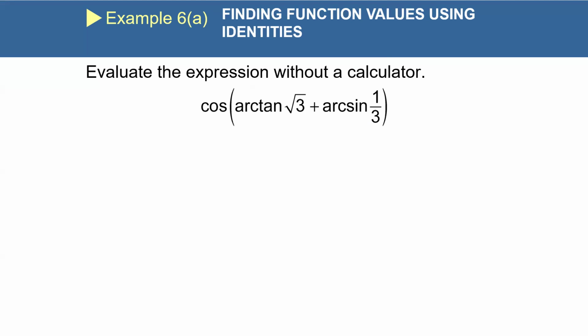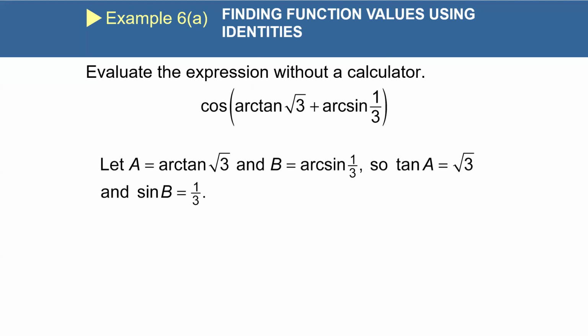What are the two quadrants we're working with here for tan and sine? 1 and 4. So they're positive, so we're in quadrant 1. So we know that the tan of angle A equals the square root of 3, and the sine of angle B equals 1/3. So we're working with two different angles here. A is easy. What is A?